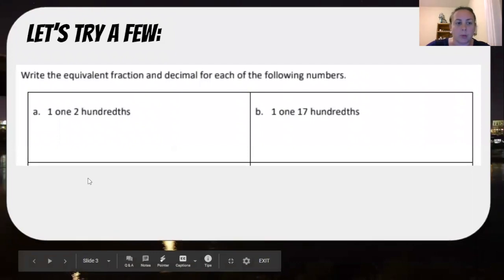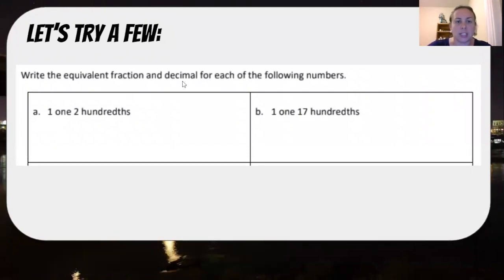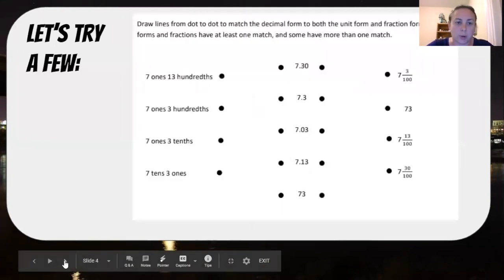Your next problem, you're going to write the equivalent fraction and decimal for each of the following numbers. A, 1 and 2 hundredths. B, 1 and 17 hundredths. Push pause to solve and then play for the next problem.